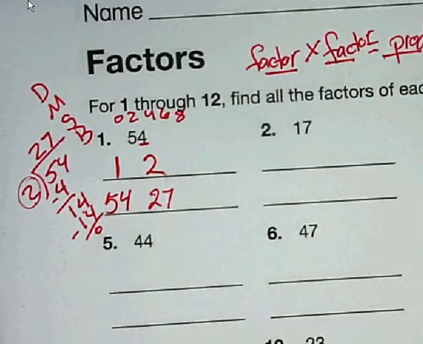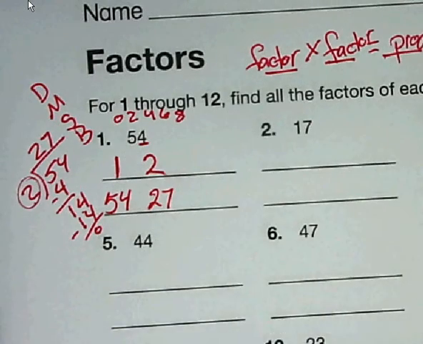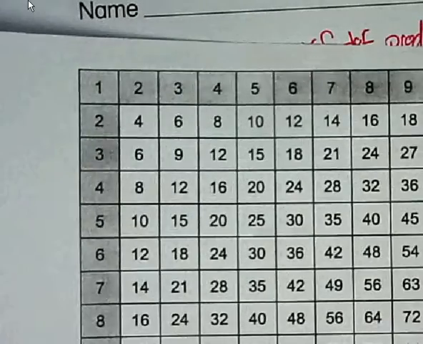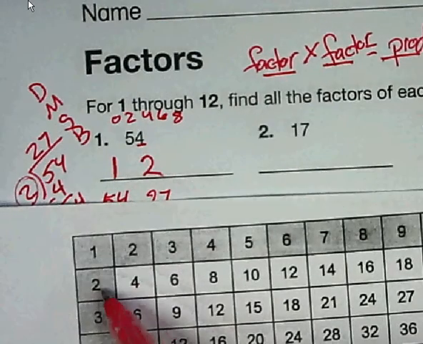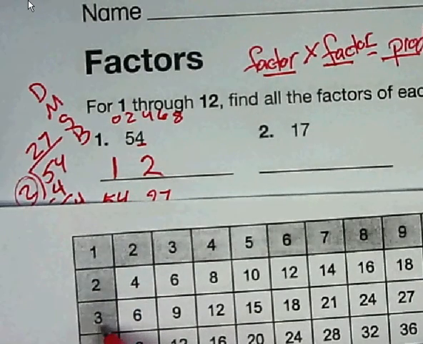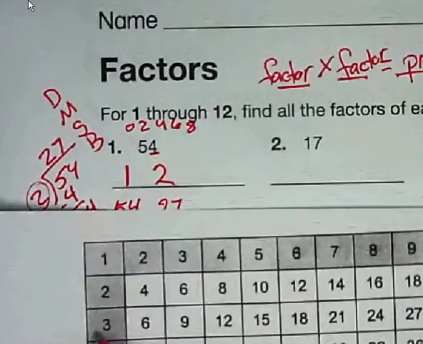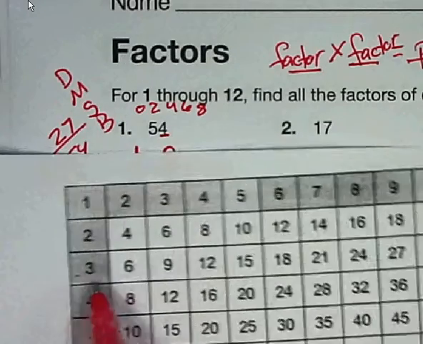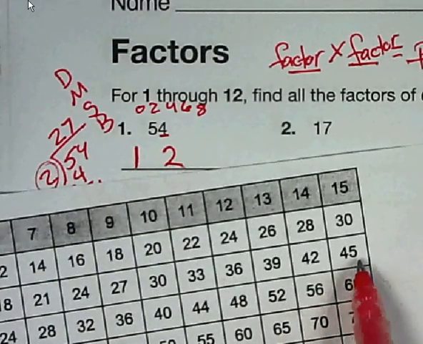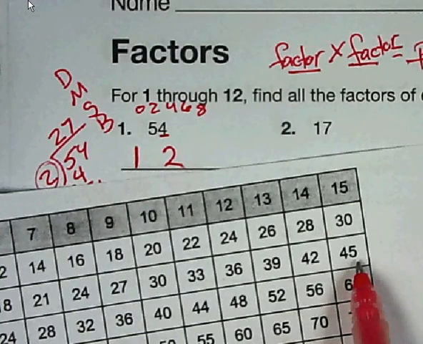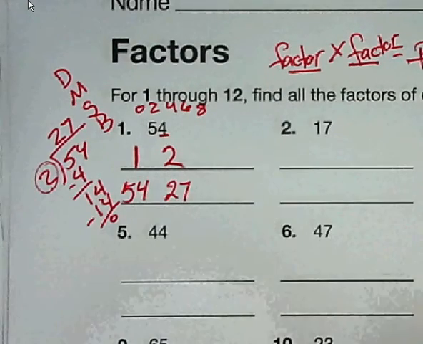Then we keep going on up. Once we get into the higher numbers, it might be easier to use your multiplication chart. So we've already done 1, we've already done 2. Now we're going to look here to see if 3 is a factor of 54. So we go down to 3, we slide across to see if 54 is on there, and of course this one does not go up that high. So we would have to continue. We'd have to go ahead and divide it again.